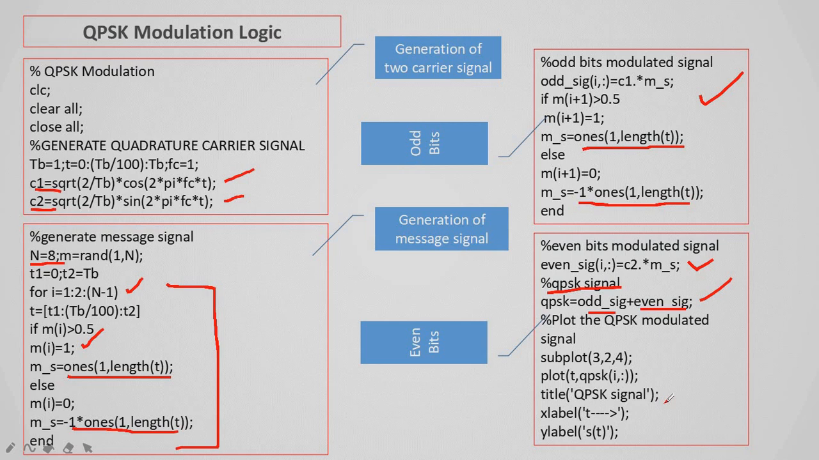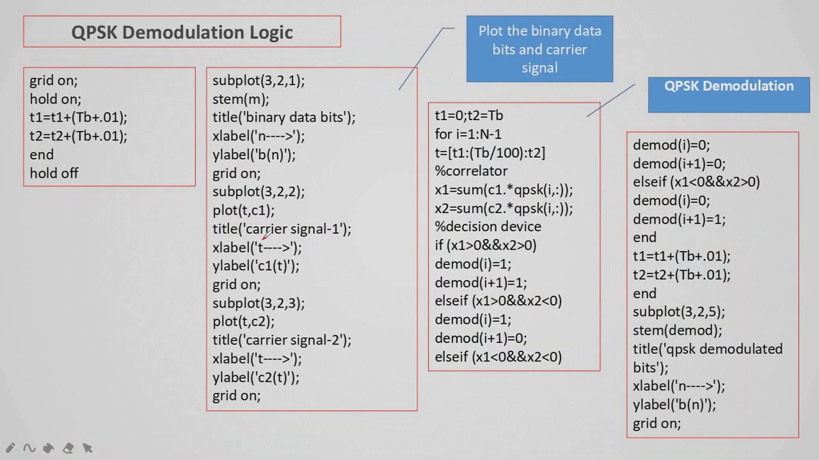Now once we have generated the QPSK signal, we need to demodulate. So here it is the demod. This is the part of your modulation part. Then you have to use grid on, or you may not use grid on. Hold on it. Then T1 is equal to T1 plus Tb plus 0.01 and T2 is equal to this time. So T1 and T2 are the two time periods within which the binary bit is going to be identified. Then you have to end the loop and you have to hold off. Hold off means it will stack to that particular point.